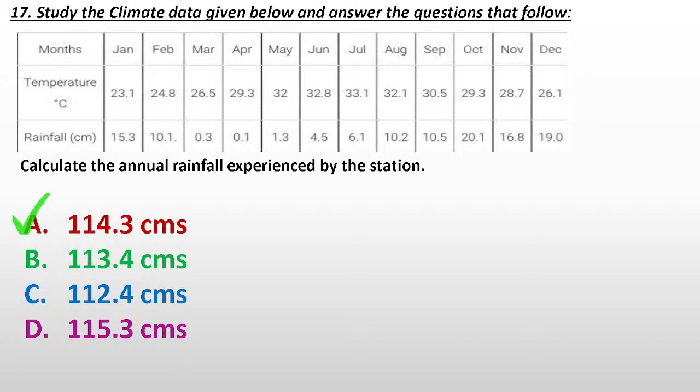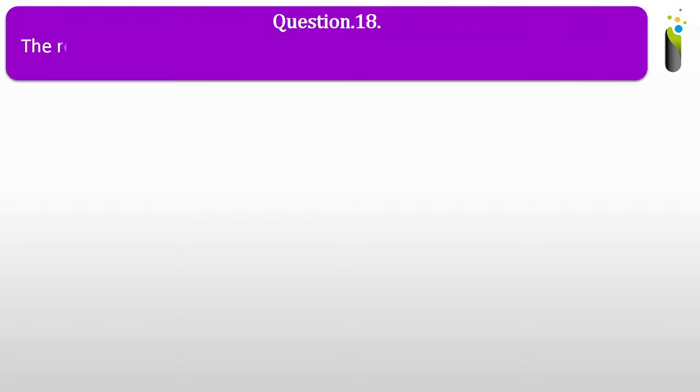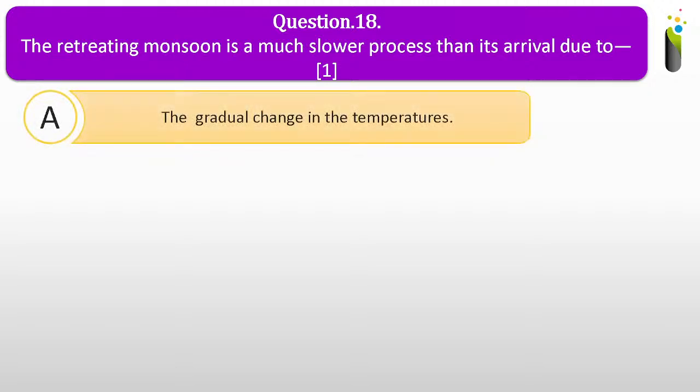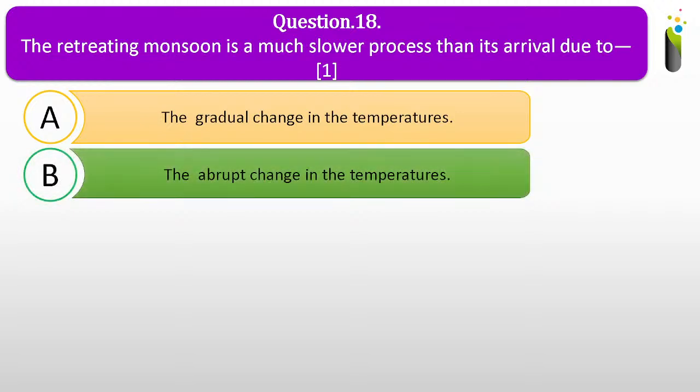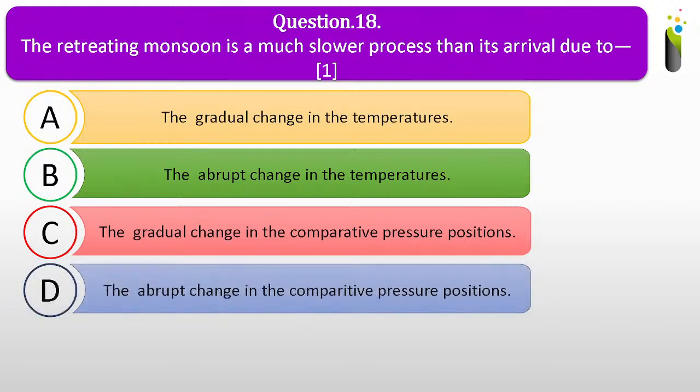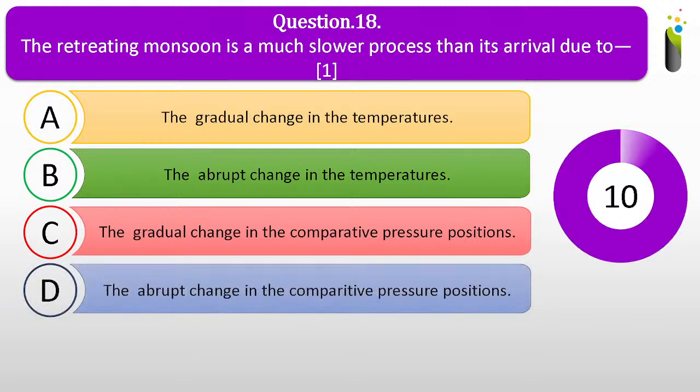Is A. 114.3 centimeters. Let's go ahead to question number 18. The retreating monsoon is a much slower process than its arrival due to dash. A. The gradual change in the temperatures. B. The abrupt change in the temperatures. C. The gradual change in the comparative pressure positions. D. The abrupt change in the comparative pressure positions.